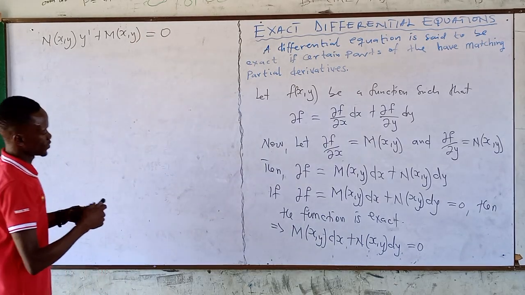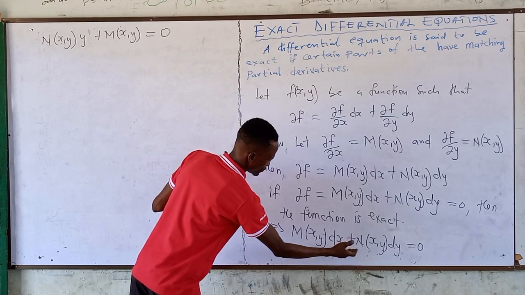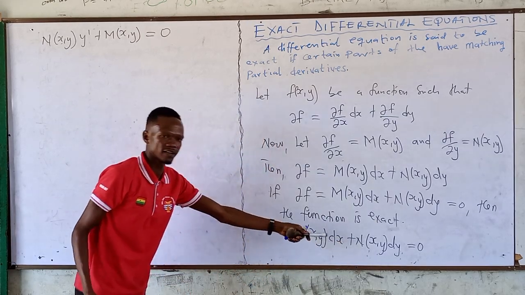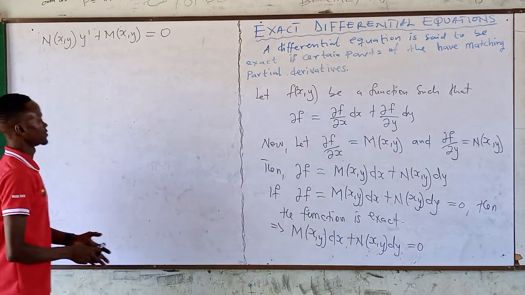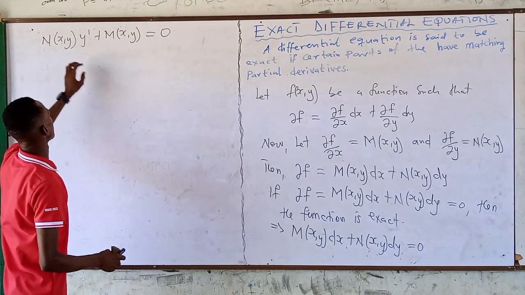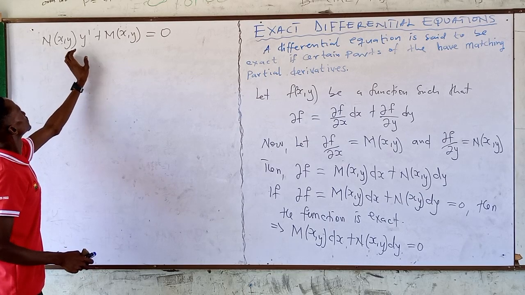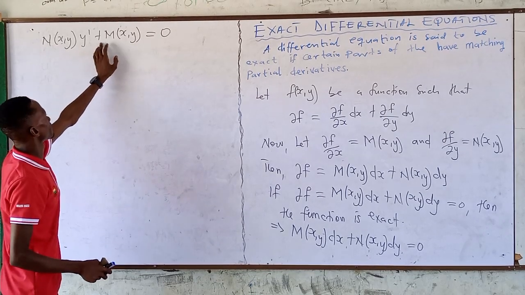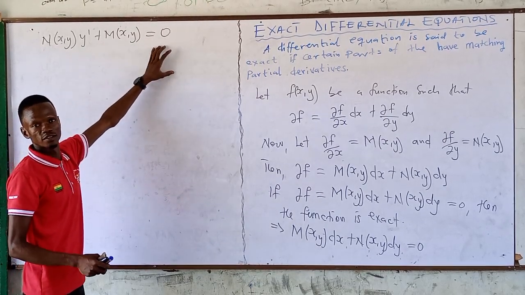So at this point, we have decided to divide both sides by dx. So if I divide both sides by dx, then the exact differential equation now has the form M plus N times y prime equal to 0.